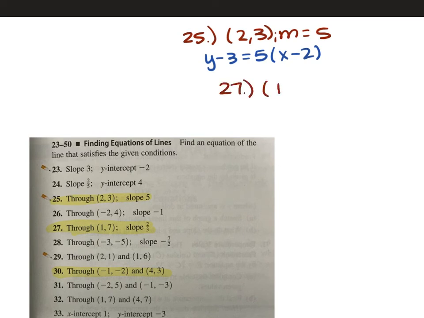For 27, we go through 1, 7, and we have a slope of 2/3. So again, y minus y1 is equal to m times x minus x1. So this is going to be y minus 7 is equal to 2/3 times x minus 1.